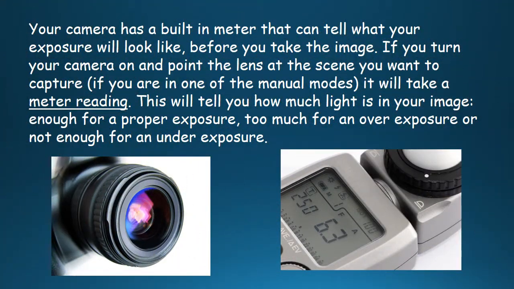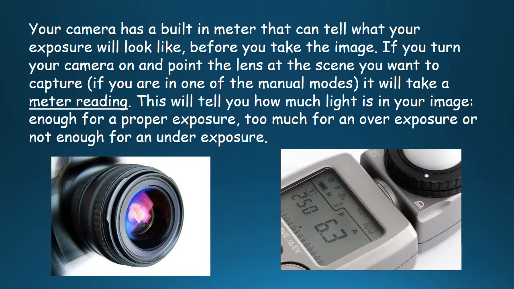The camera actually has a built-in meter that can tell you what your exposure will look like before you actually take the image. So if you turn your camera on and you point the lens at a scene that you want to capture, it will take a meter reading. Now to do this, your camera has to be in one of the manual exposure modes. Those modes are M for manual, TV for time value or shutter speed priority, AV for aperture value or aperture priority, or program. Program mode is actually part auto, part manual, but it will show you a meter reading if you use that. So it's going to tell you how much light is in your image.